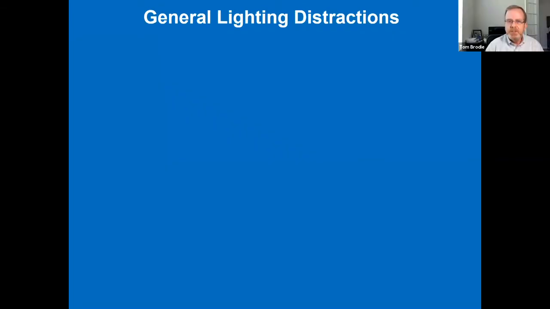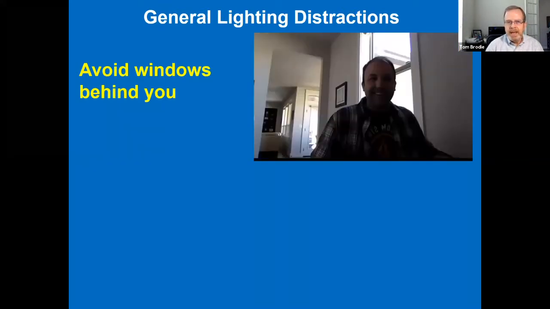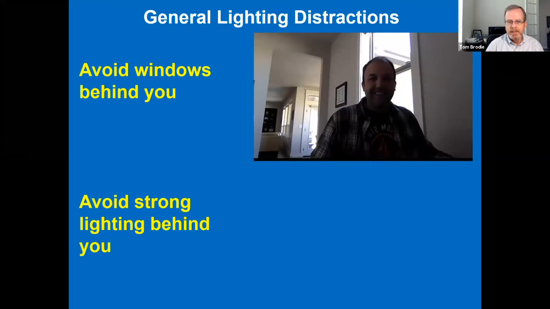Let's just talk about some general lighting distractions. I know a lot of people struggle with this, and depending on where your computer is set up, you may not have a lot of control over it, but you want to avoid having windows behind you. The light from the windows behind you is going to overpower almost any other light you may have in your room, and it's going to put a shadow on your face. In this one, you can actually see a little bit of who that person is, but most times it's a silhouette and you can't tell who it is.